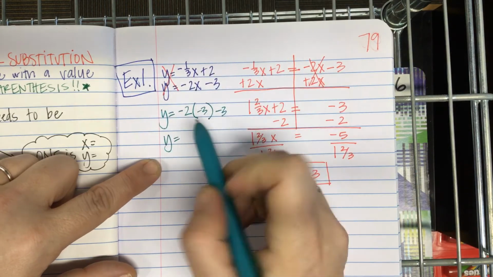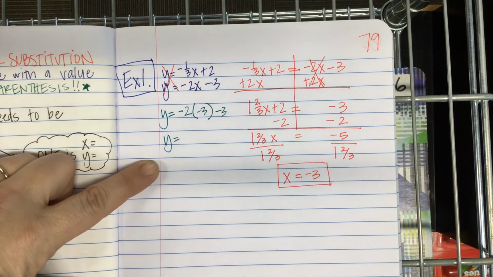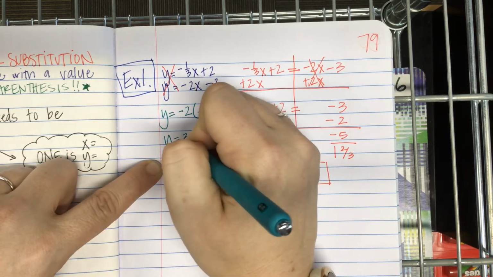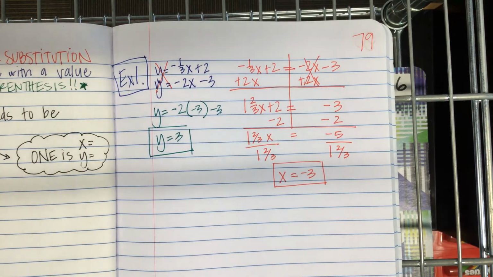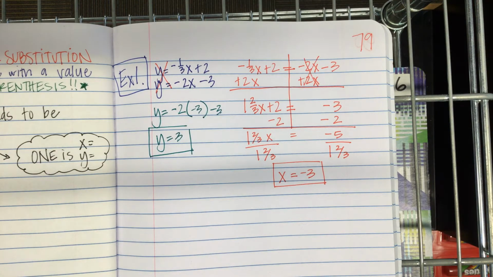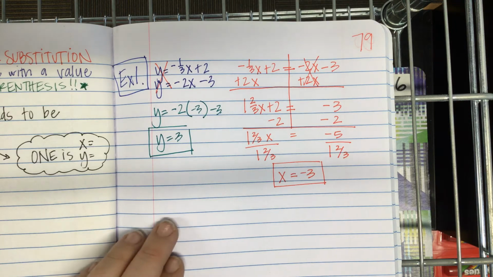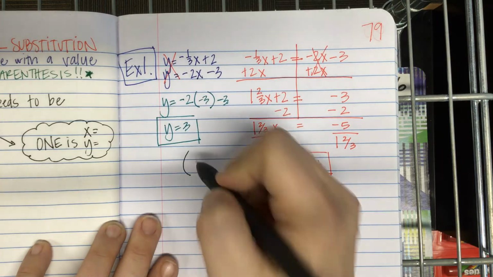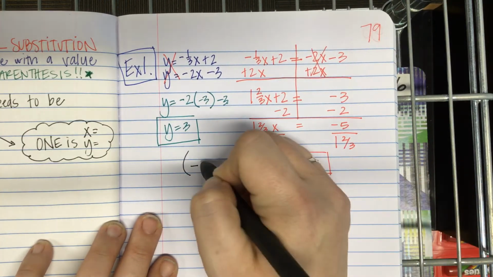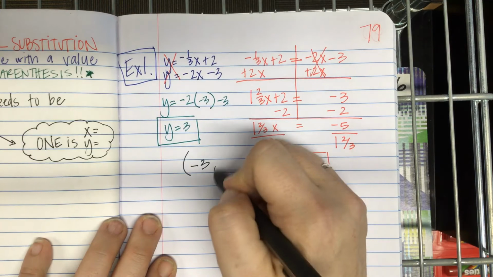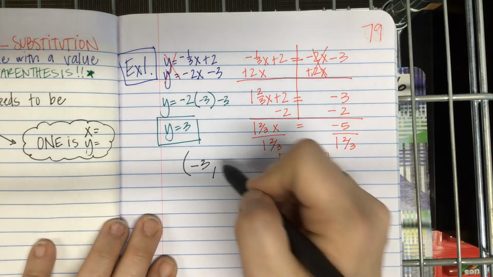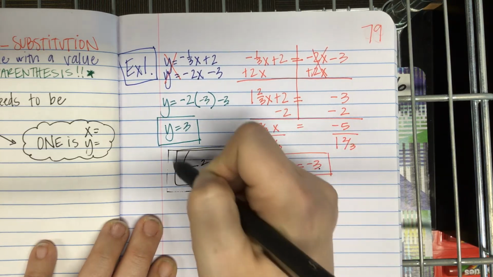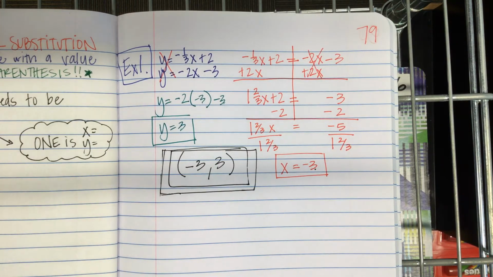So y equals, what's -2 times -3? +6. Minus 3 is, and what's my last step? Write it as an ordered pair, x comma y. What's my answer? -3 is my x. What's my y value? 3. That's my solution. Go fast.